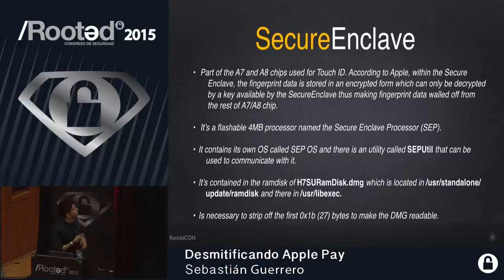How can you access this tool? It is what is contained in the RandIX H7 Randix.dmg, which is located on this path. You have to count the very first 27 bytes, so it's necessary to strip out the first 27 bytes to make the DMG readable. I'll send you a Wikipedia link for you to check it properly. It's not about just saying, okay, this is a tool, launch it.